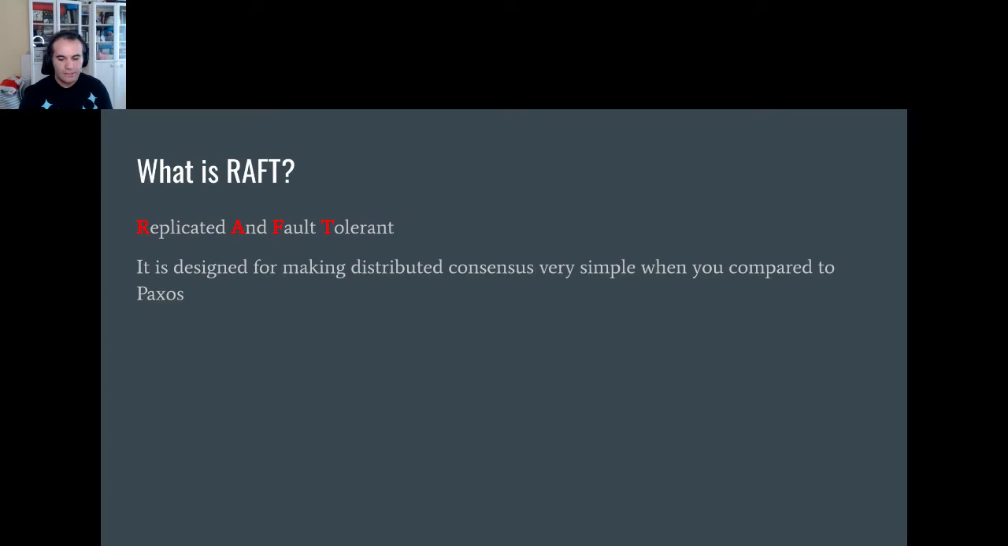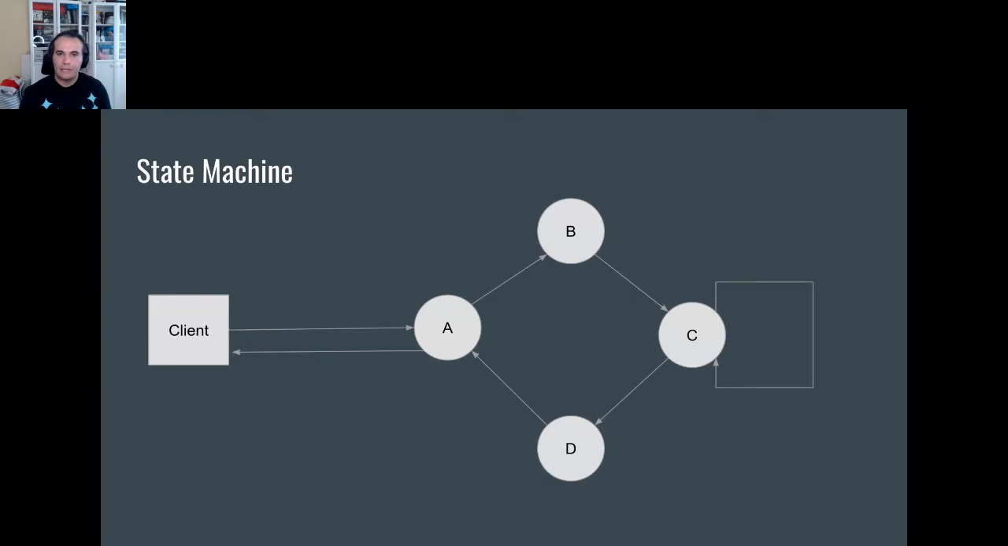Raft stands for replicated and fault tolerant, and you will see it is designed for making distributed consensus very simple. So there is already a technology which is called Paxos from more than 25 years ago, and most of the time the consumers were complaining about the complexity of the design. So let's have a look how Raft solved this problem in an easy way.